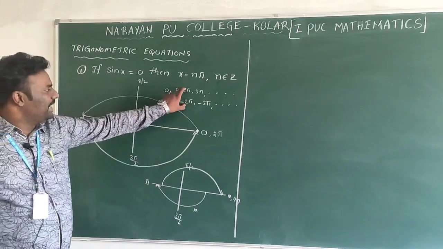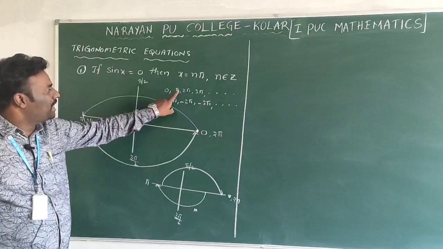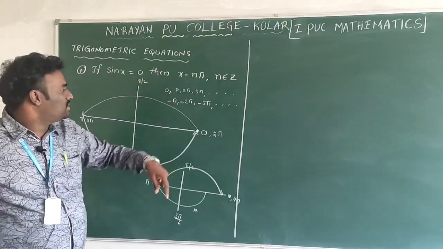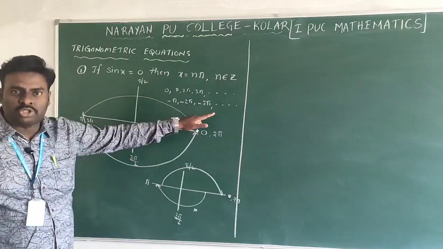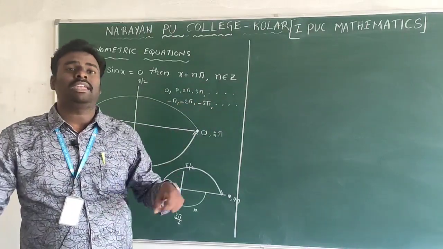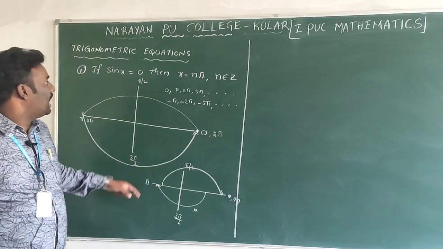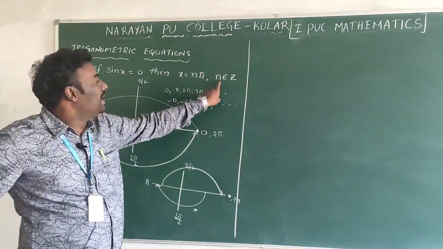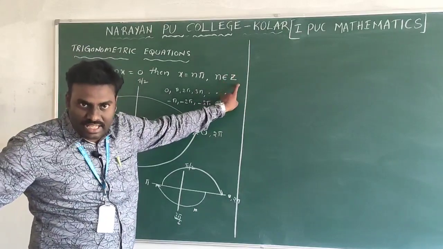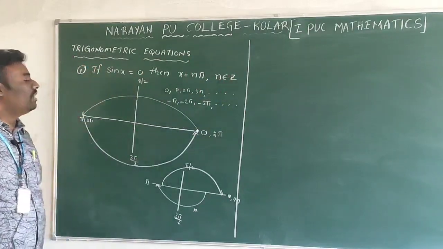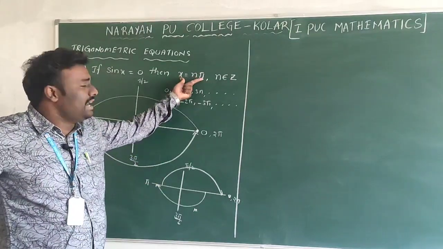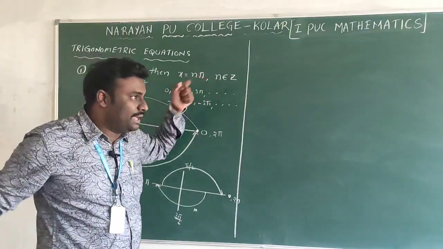Okay? Instead of writing all these, here you observe the multiples of pi: 0, 1, 2, 3, as well as minus 1, minus 2, minus 3. What are these? Integers. That's why I write the solution as x equals n pi, where n belongs to integers. So this is the proof of the general solution of sin x is equal to 0. Then we can write x is equal to n pi.